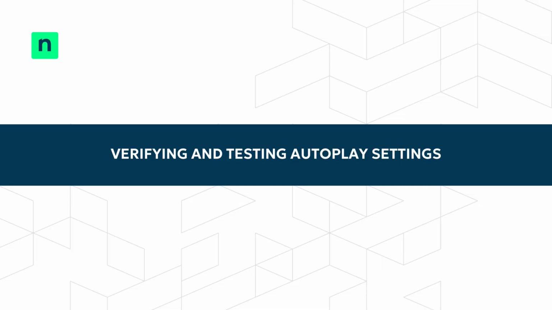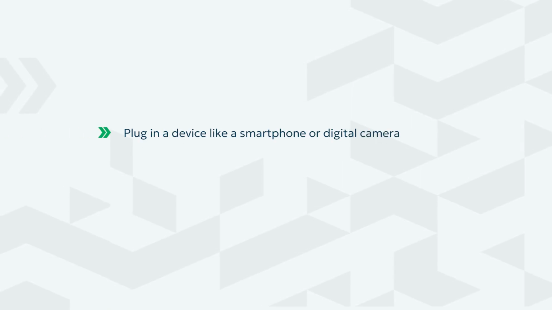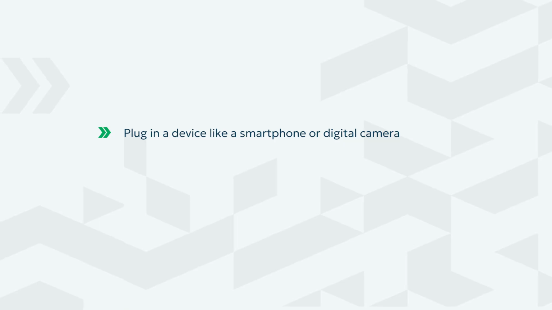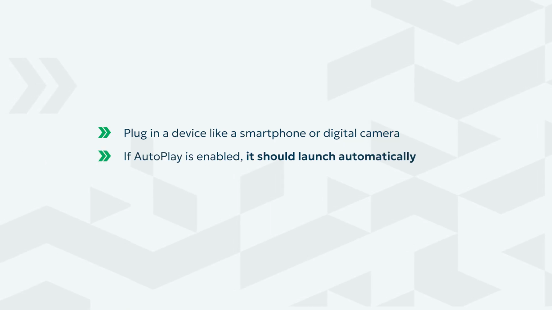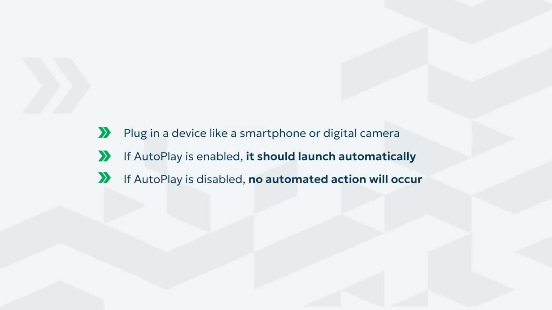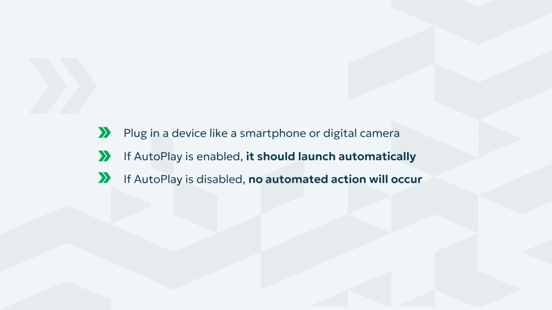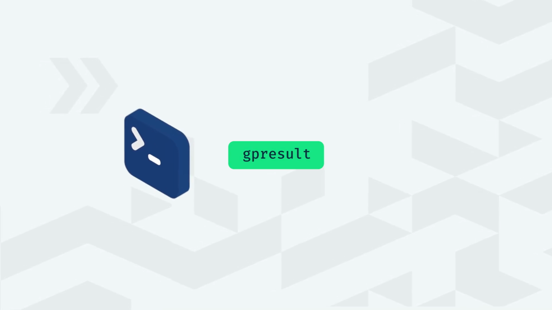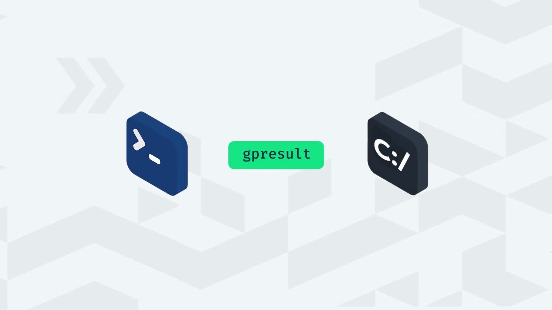Verifying and testing autoplay settings. If you want to check if autoplay is active for non-volume devices, here's how. Plug in a device like a smartphone or digital camera that doesn't show up as a storage drive. If autoplay is enabled, it should launch automatically. If autoplay is disabled, no automated action will occur. To check if a policy is enforcing this setting, run gpresult in PowerShell or command prompt.